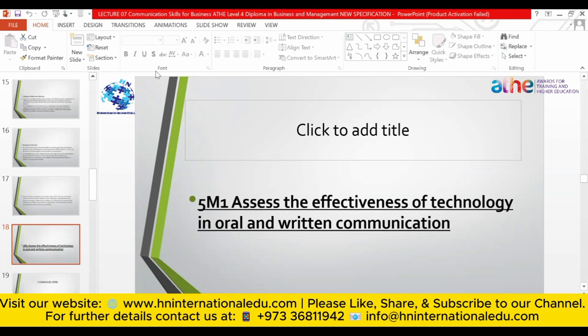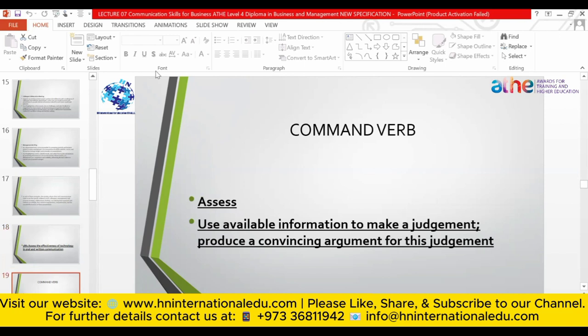When it's 5M1, that is 5 merit 1, assess the effectiveness of technology in oral and written communication. First, we did oral and written communication generally. Now we are going to assess it. Assess means use available information to make a judgment, produce a convincing argument for this judgment. You're going to explain in detail by giving the introduction, a main body text, and in the end, you're going to have a judgment of what you think.